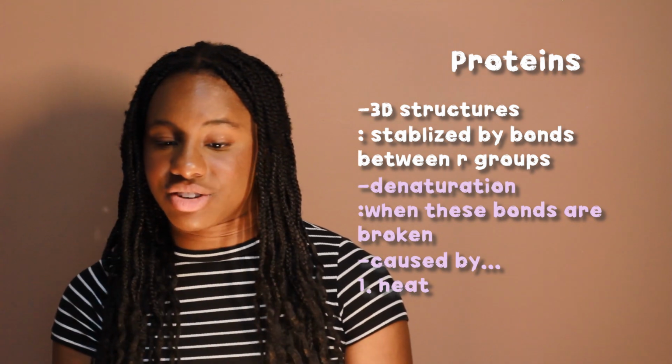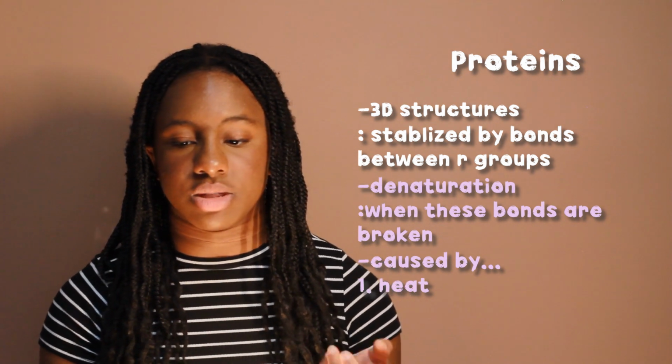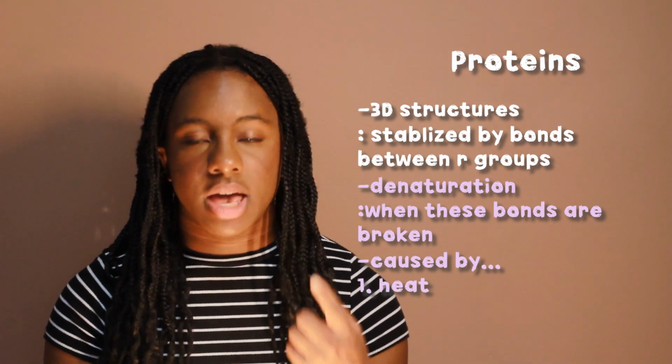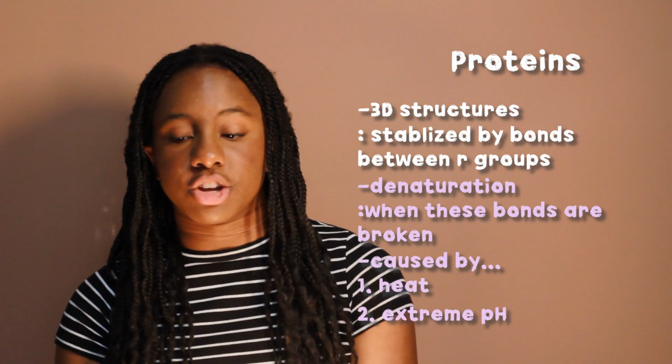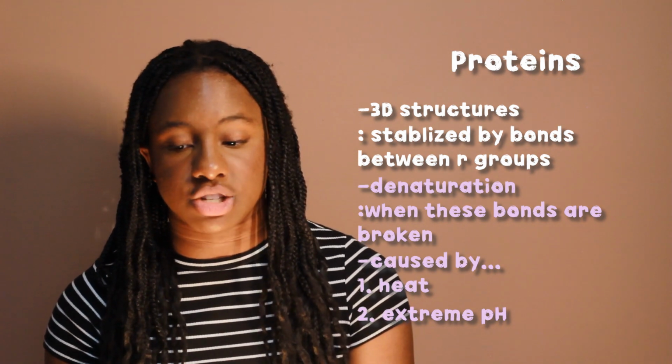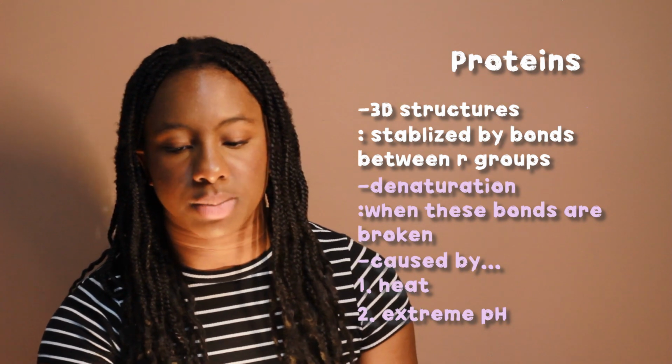Heat can cause denaturation because temperature causes an increase in vibrations within the molecule that disrupts the bonds. And extreme pHs can also cause denaturation because the charges in the R groups can change and cause ionic bonds between the amino acids and the polypeptides to break.